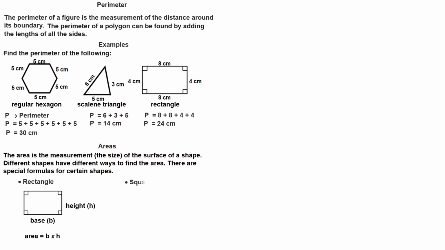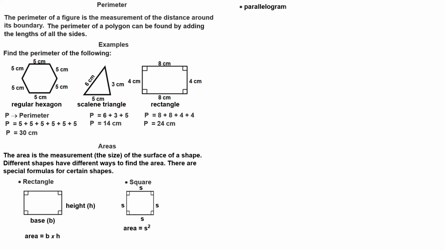Square. The area of a square is equal to the rectangle, but since the width and height are the same, the formula is usually written as area equals side squared.